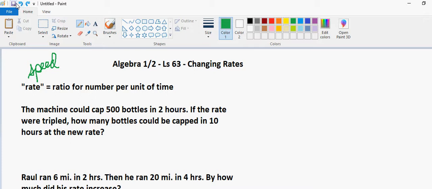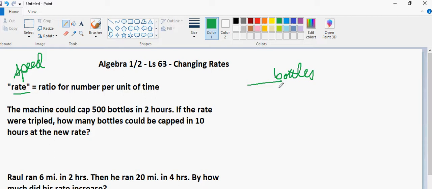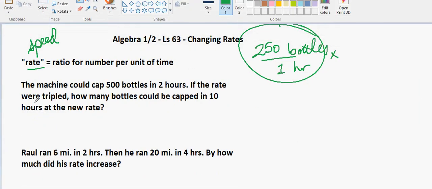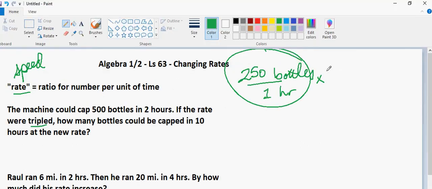The machine could cap 500 bottles in 2 hours. So let's just get our rate down right away. 500 bottles in 2 hours means how many bottles in 1 hour. Divided by 2, 250 per hour. Now if this rate, this is where the changing comes in, were tripled. Tripled means times what? 3.